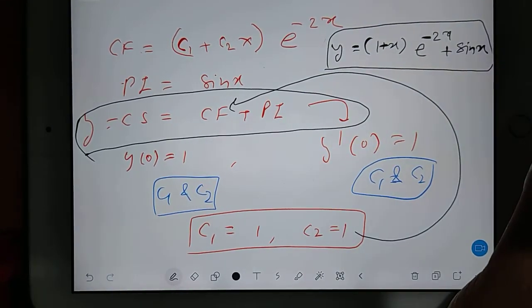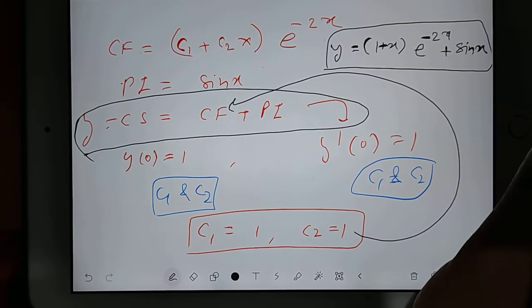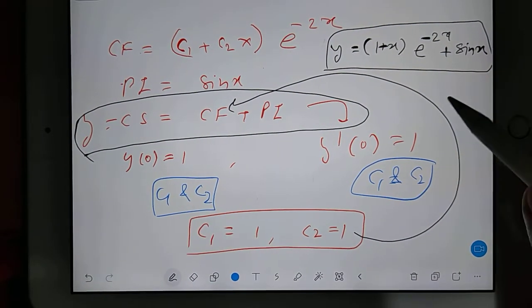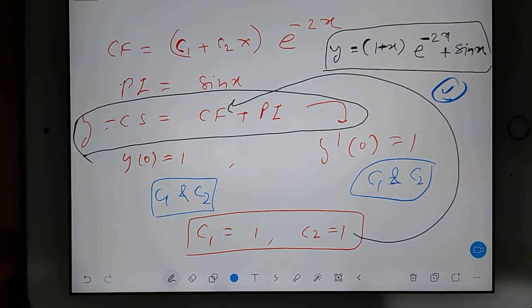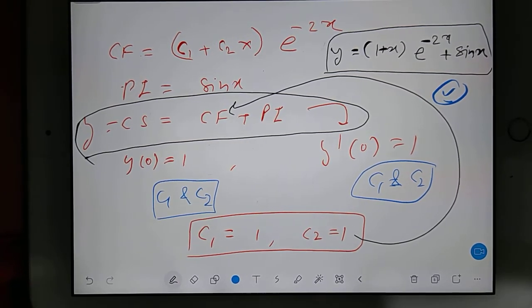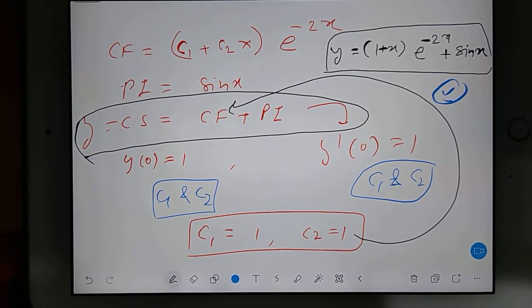Write down. What I wanted to explain in this question is that there are two methods. First, copy down this. Okay, copy down.